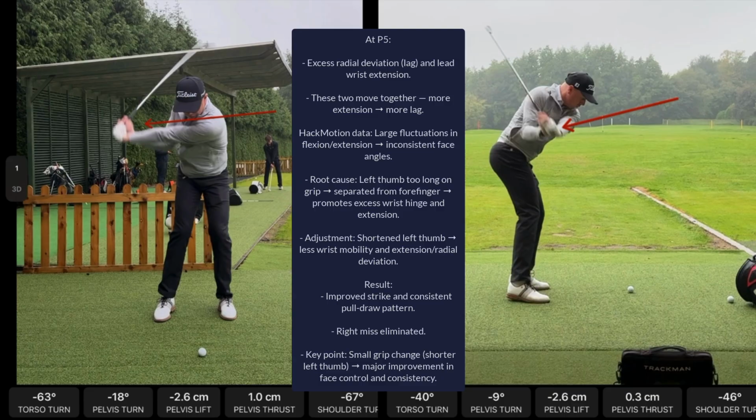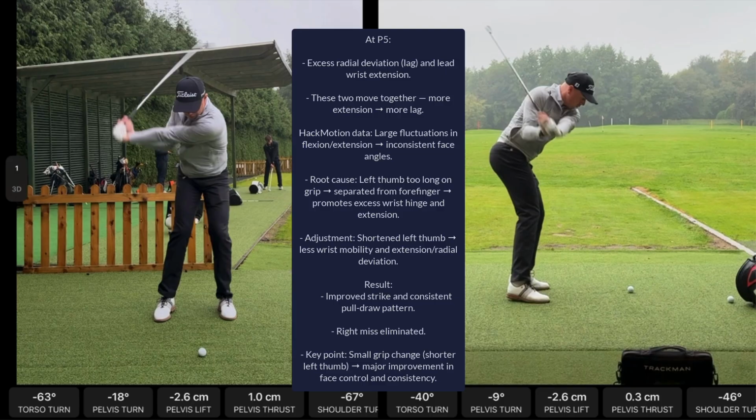And it's my understanding, it's my belief that this is what was causing Tom those subtle inconsistencies in face position at impact. Now, when I measured him in HackMotion, what we could see is that there is a huge degree of fluctuation in the extension flexion pattern. And the more fluctuation you have there, there's a direct link towards where the face is at impact based on how much flexion extension the player demonstrates. And it's not possible to create this amount of lag without the wrist going into a significant amount of extension.